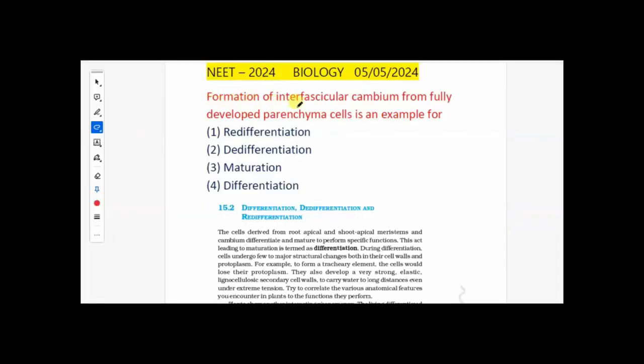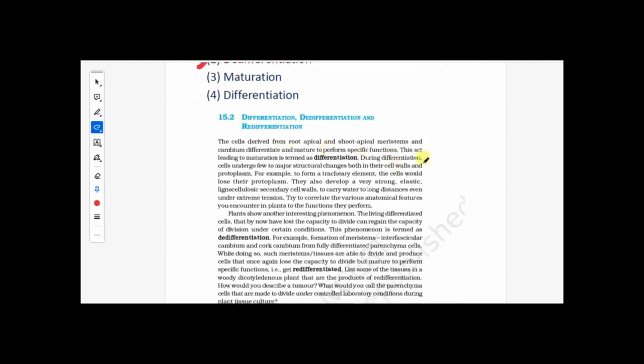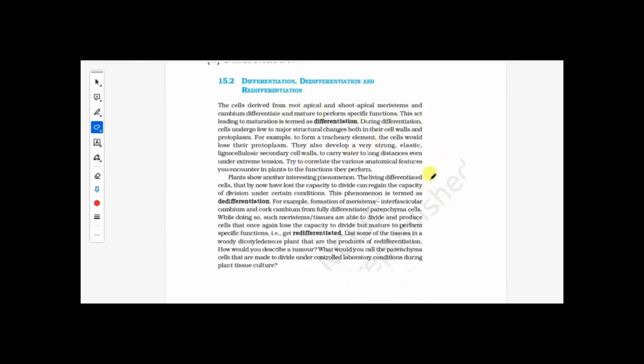Biology NEET 2024. Formation of interfascicular cambium from fully developed parenchyma cells is an example for? It's option 2, dedifferentiation. We can see the answer and a topic related to the question here, dedifferentiation and redifferentiation etc., from the chapter known as plant growth and development.